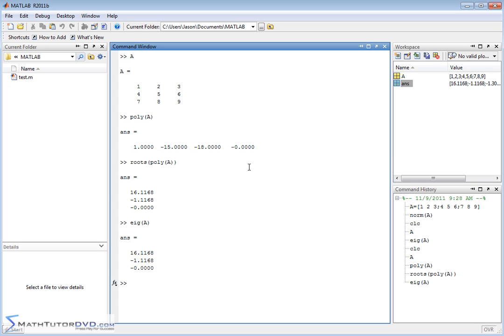So by doing this exercise, you can prove to yourself that this is indeed the characteristic polynomial of the matrix that we provided. If you solve this characteristic polynomial, you'll get the eigenvalues back, which is the same thing as using the built-in eigenvalue function that MATLAB provides.